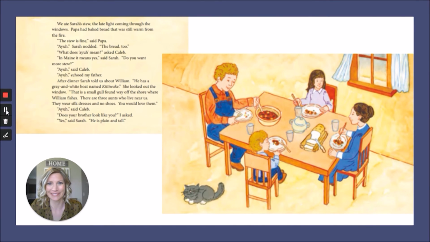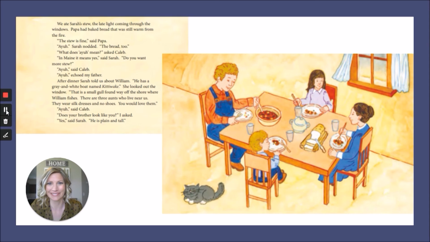We ate Sarah's stew, the late light coming through the windows. Papa had baked bread that was still warm from the fire. "The stew is fine," said Papa. "Yeah," Sarah nodded. "The bread, too." "What does yeah mean?" asked Caleb. "In Maine, it means yes," said Sarah. "Do you want more stew?" "Yeah," said Caleb. "Yeah," echoed my father.